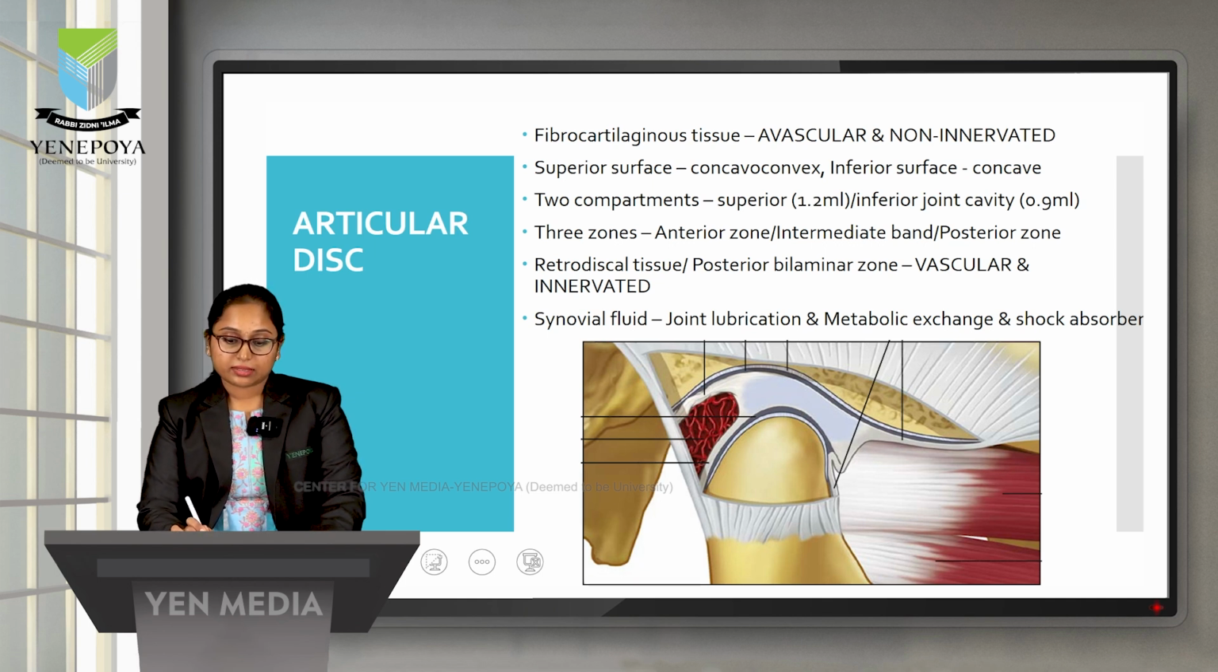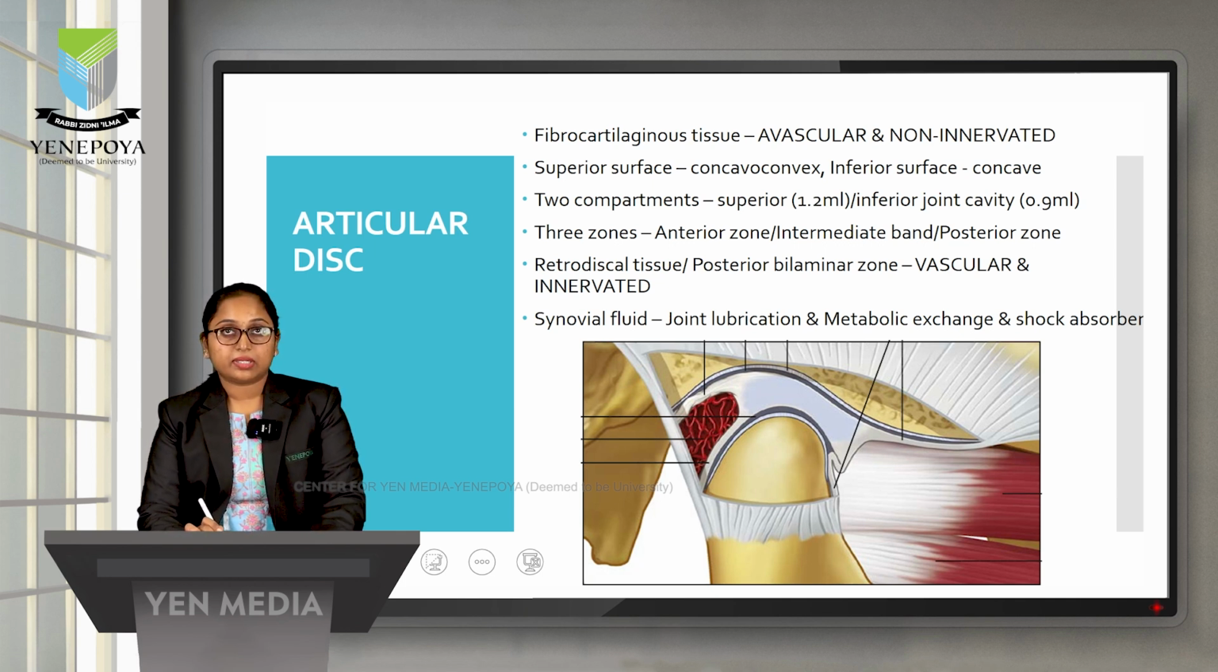The articular disc is divided into three zones: the anterior zone, the intermediate zone and the posterior zone. Behind the posterior zone is the retrodiscal tissue, also called the posterior bilaminar zone. In contrast to the articular disc, this posterior bilaminar zone consists of loose areolar tissue, and it is highly vascular and innervated.